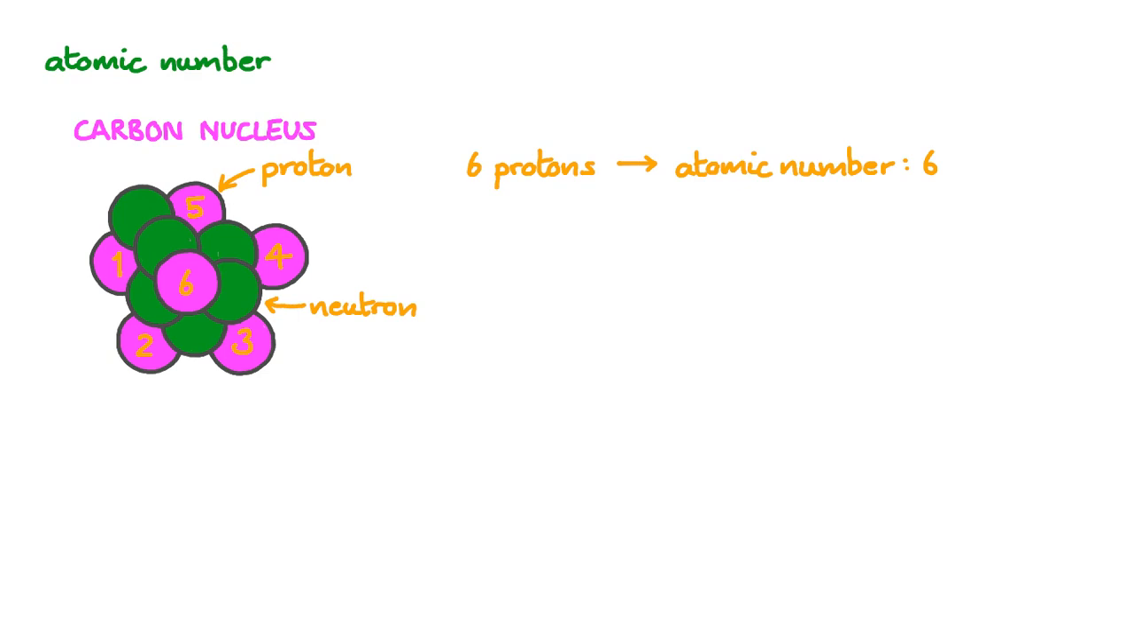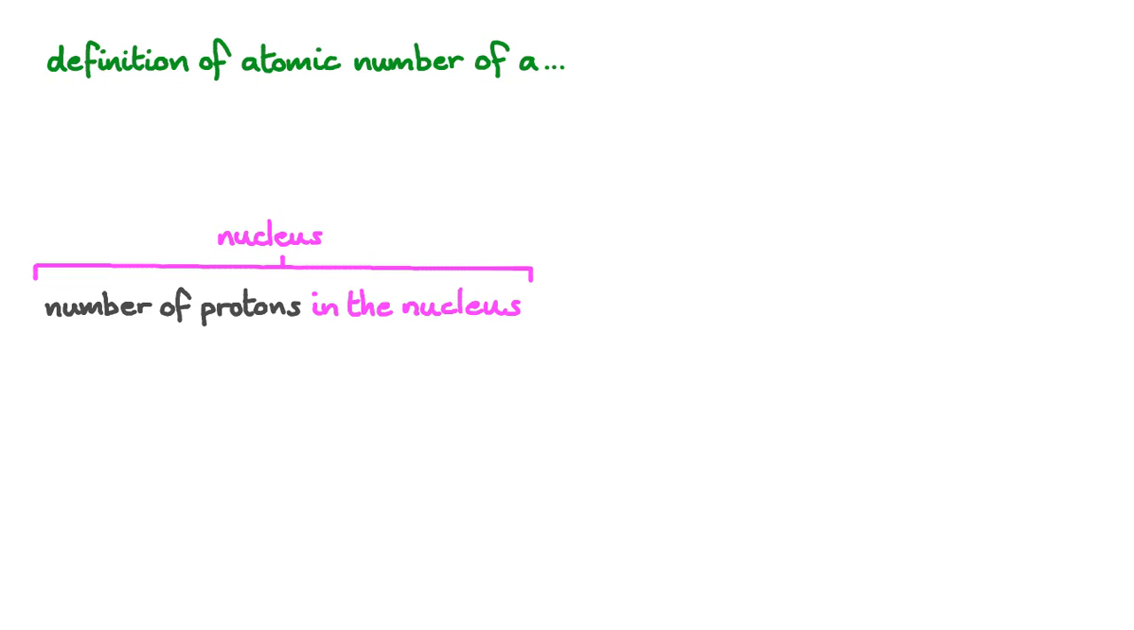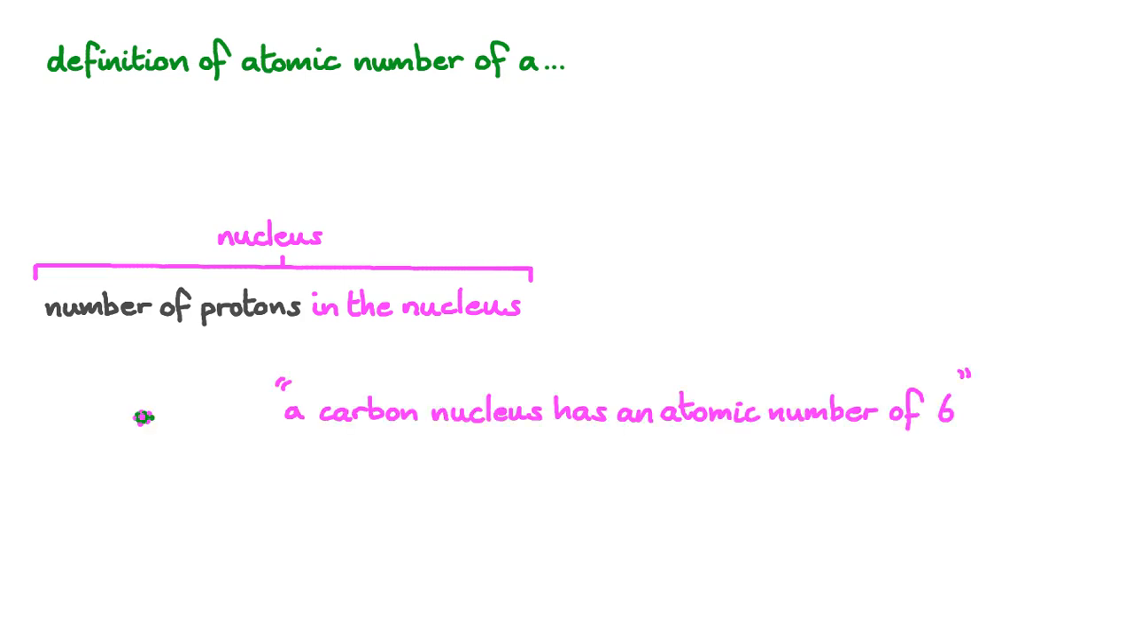However, the atomic number can mean slightly different things depending on what you're referring to. At its simplest, the atomic number of a nucleus is simply the number of protons in that nucleus. You might use this in a phrase like this: a carbon nucleus has an atomic number of 6.